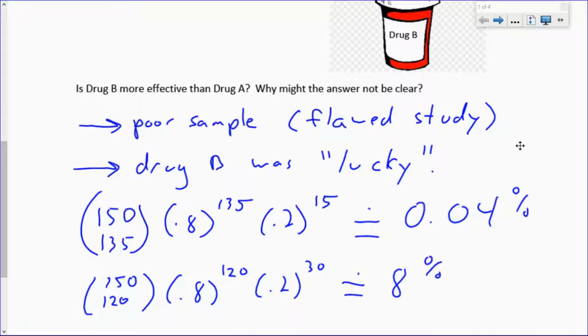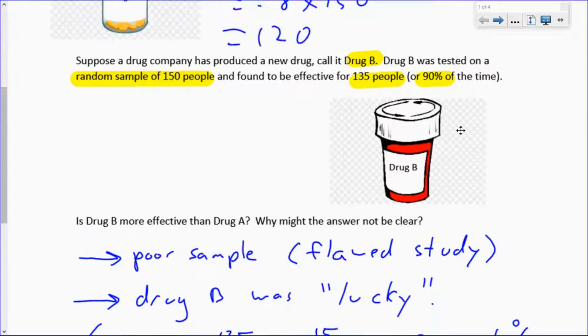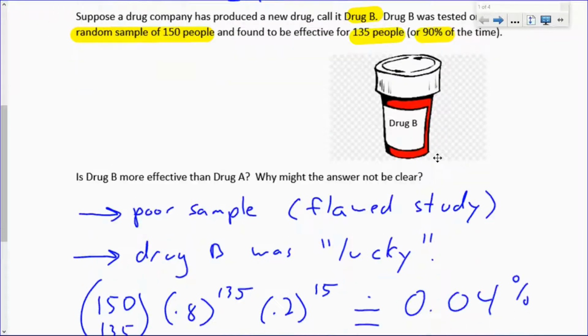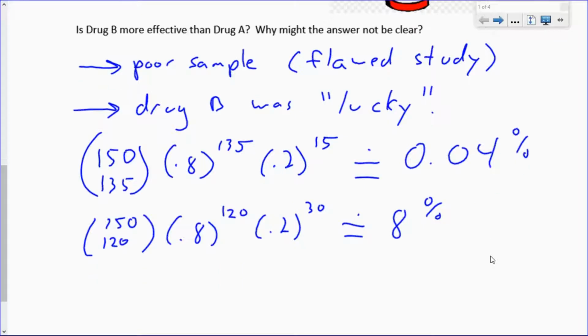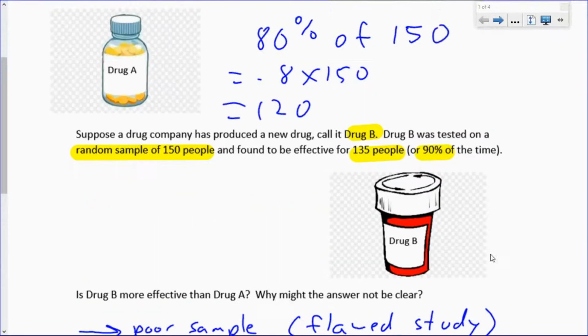So we're kind of answering the question right now. We're looking and saying, look, drug A, it's not too likely it would cure exactly 135 people. But it's also not too likely that it would cure exactly 120 people. I mean, 8% is within the realm of possible, but it's likely that it's some range of values. So we're starting to answer this question a bit.